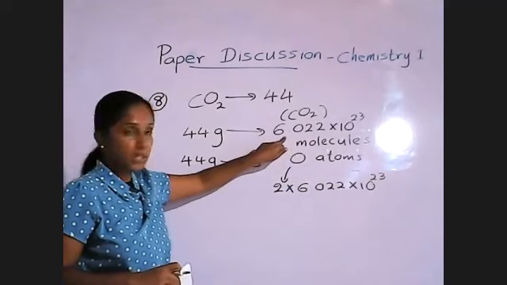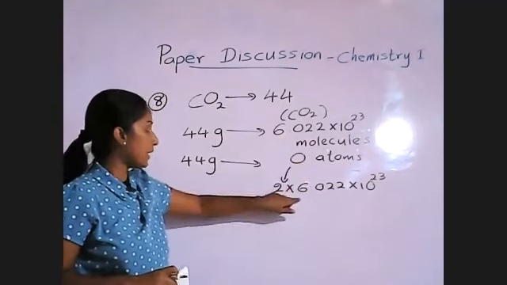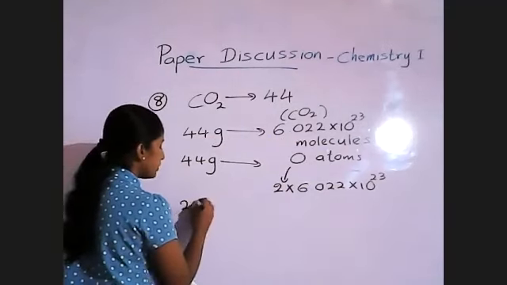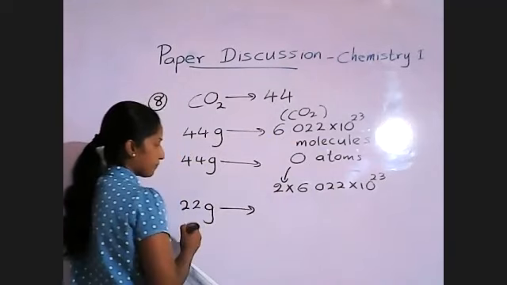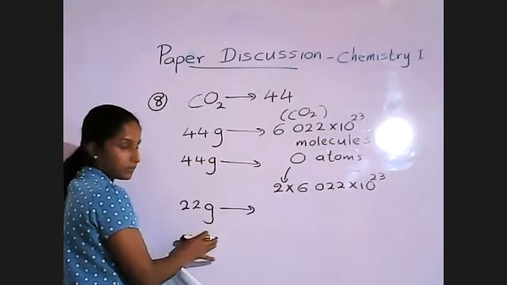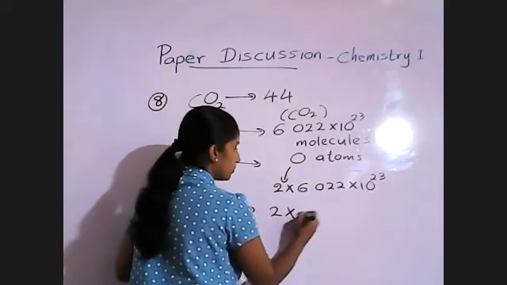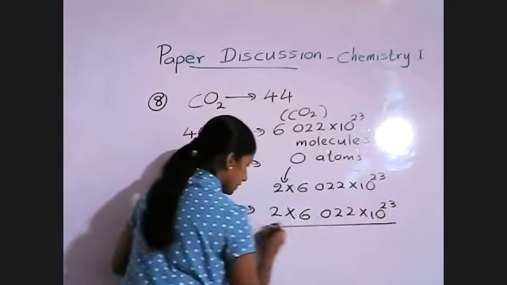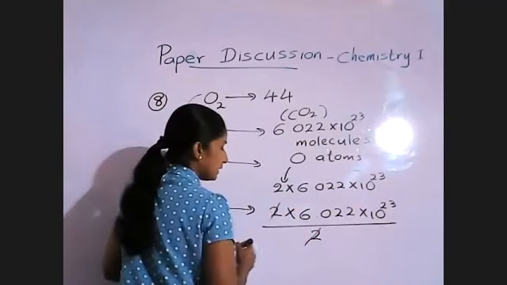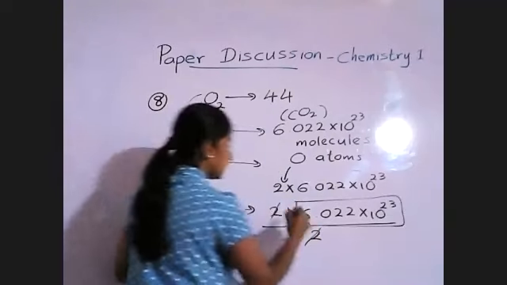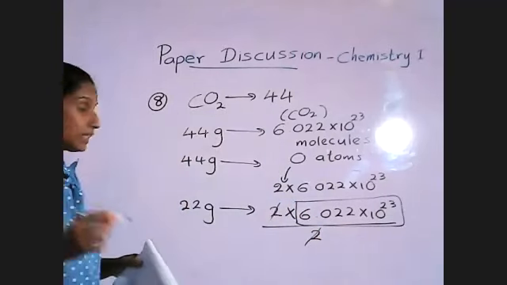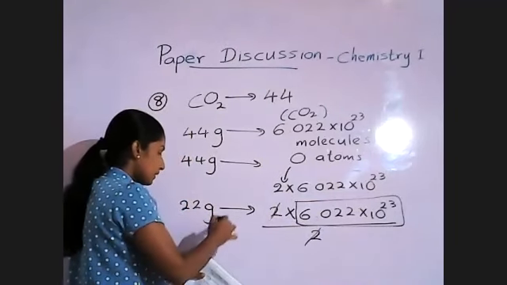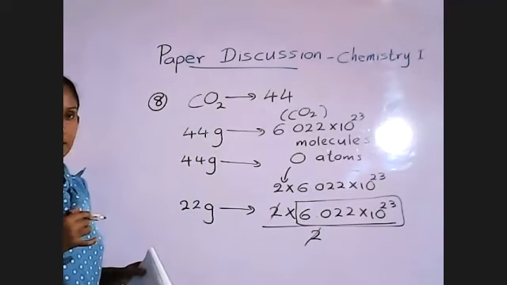This is carbon dioxide molecules, and oxygen atoms in 44 grams. Then what is the question here? In 22 grams of carbon dioxide, it is half of this one, so we have to divide this by 2. 10 to the power 23, and again divide by 2. They cancel out, and then this is the answer. Again, Avogadro number of oxygen atoms are there within 22 grams of carbon dioxide.